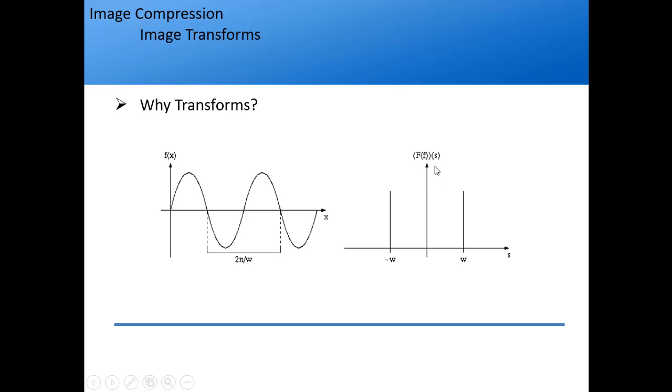Frequency is represented by omega. So s is j omega here. What you see is that this was a complicated signal. It had some value at each and every point of time. But the moment I go to the frequency domain, it has values only at minus w and plus w, right? So this was a period of 2 pi by w. So at that point I have the values.